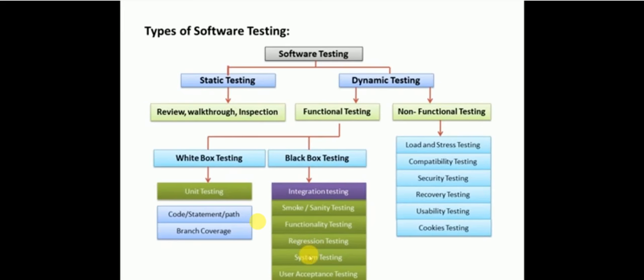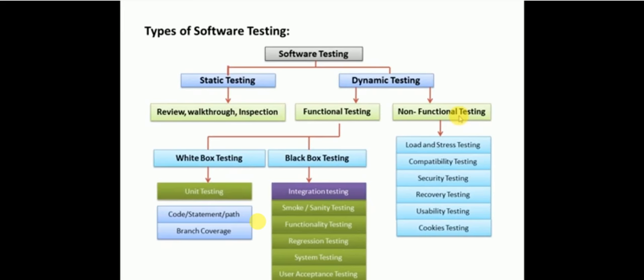And now system testing: testing the whole system, lock, stock and barrel, will be called system testing, and UAT is checking the system from an end user's point of view. Now let's see what non-functional testing is. Non-functional testing basically covers performance, security and compatibility.